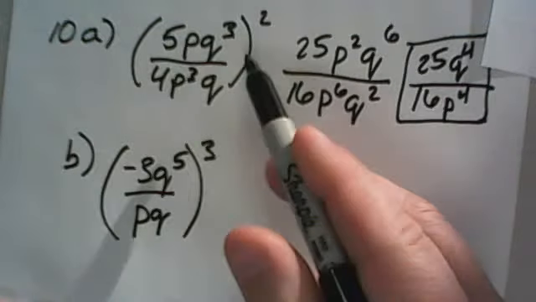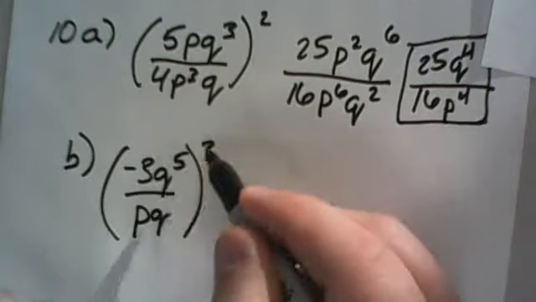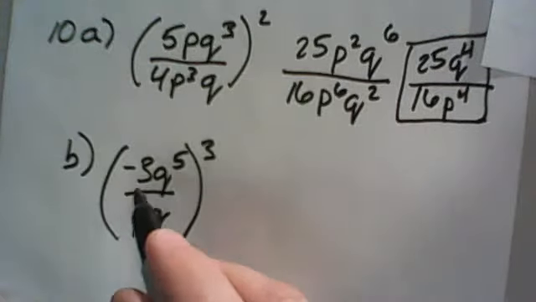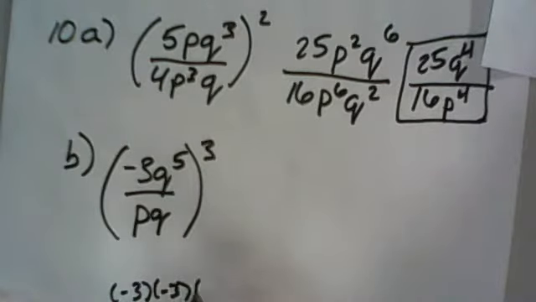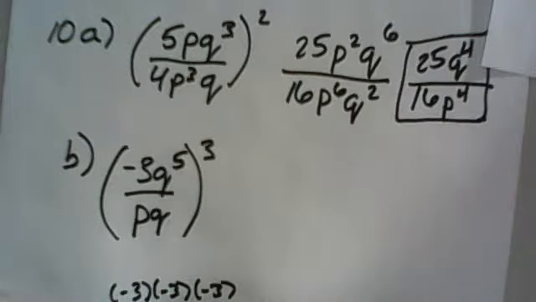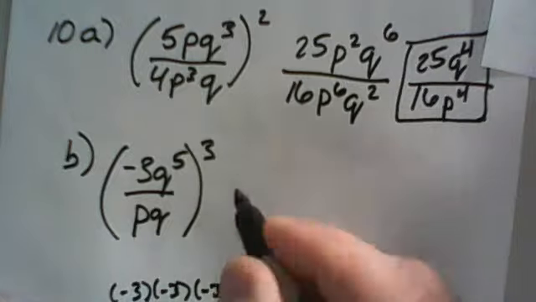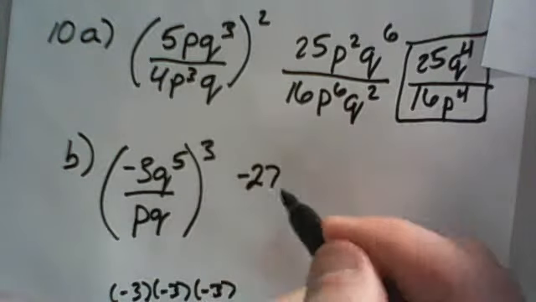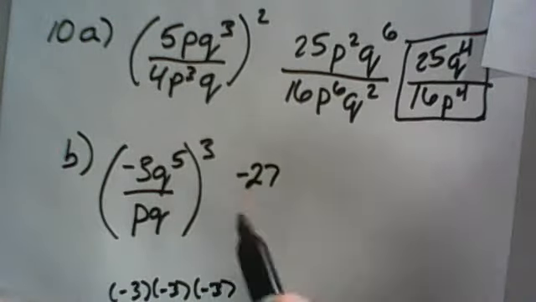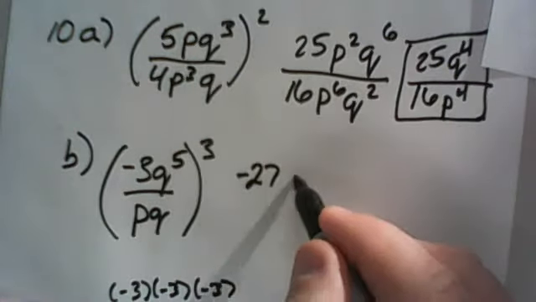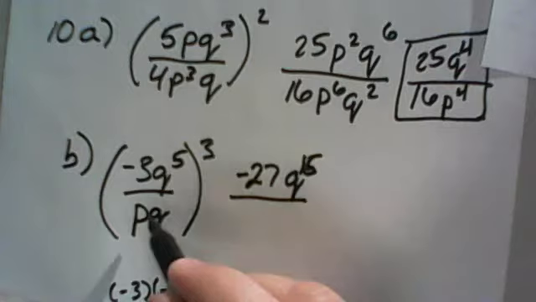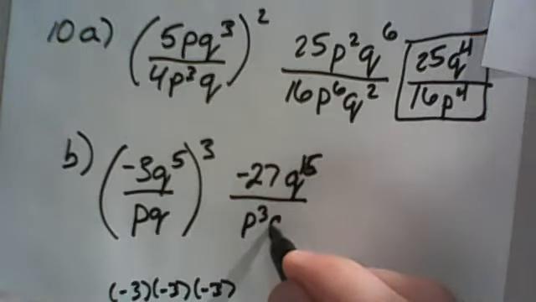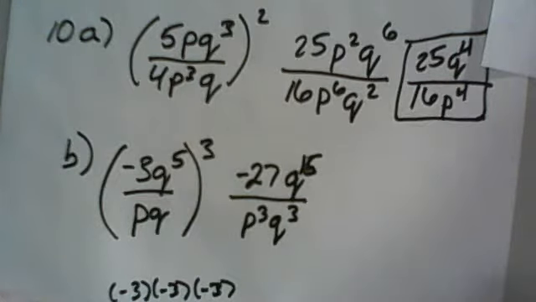Or I can do it like I did up above. I could take negative 3 to the third power. Negative 3 to the third power means negative 3 times negative 3 times negative 3. Negative 3 times negative 3 is 9. 9 times negative 3 is negative 27. Then q to the 5th to the third is q to the 15th. And then I'm going to have p to the third and q to the third.